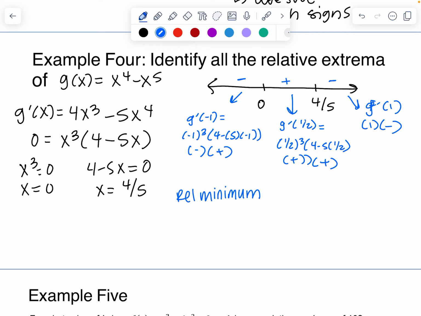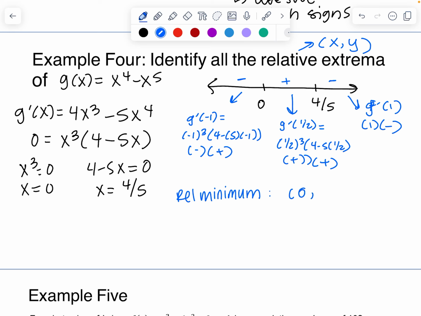Now, all the other problems just told us to identify whether the extrema were relative max or mins, but they didn't tell us to actually find the point. This one says identify all the relative extrema, and if it says something like that, it wants to know the x value of the relative extrema, but it also wants to know the y value. So we know that there is a relative minimum at 0, but we want to figure out what its y value is.